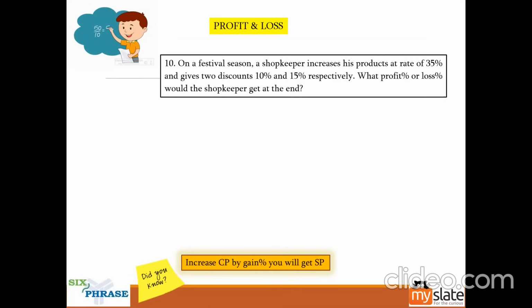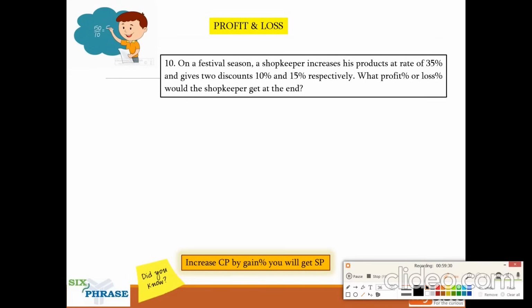On a festival season, a shopkeeper increases his products at the rate of 35% and gives two discounts of 10% and 15% respectively. What percentage, profit percentage or loss percentage, will the shopkeeper get at the end? So it says it's a festival season. A shopkeeper increases his products at a rate of 35% and gives two discounts of 10% and 15%.